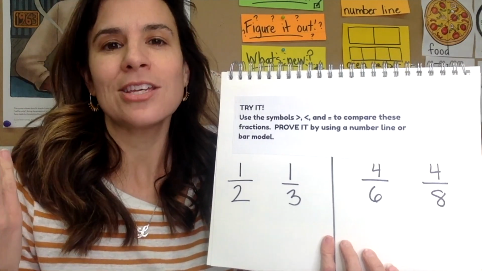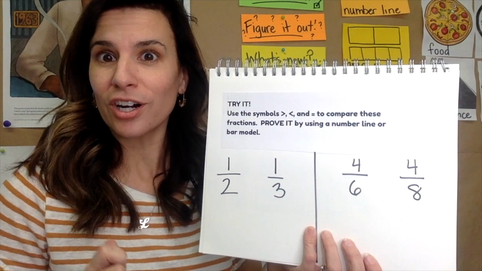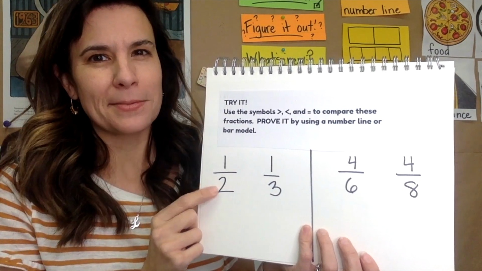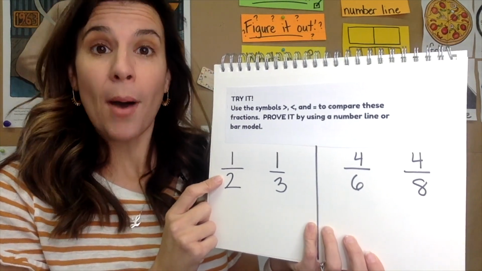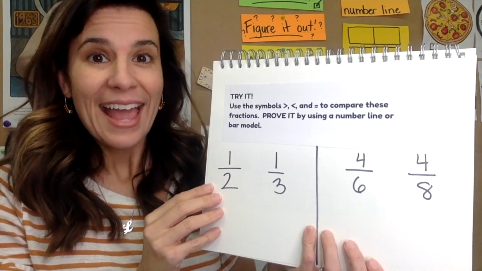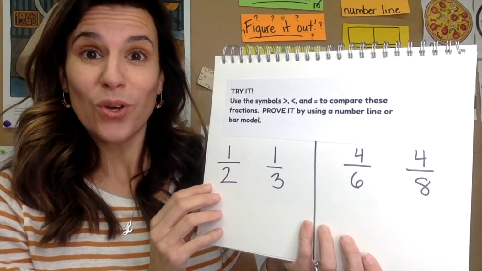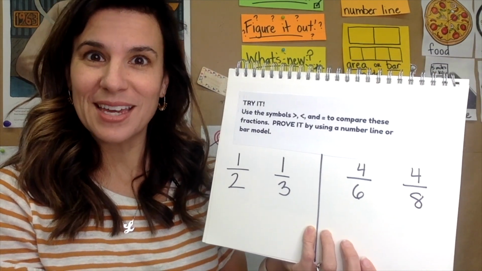You can imagine that it's a piece of pizza or that it's measuring sugar for a recipe. When you think about a real-world example, it sometimes helps you with these bare numbers. So think about what model you want to use, a number line, an area, or bar model, and think about how you can use a symbol to show which one is greater than, less than, or equal to. I can't wait to see how you do with this.